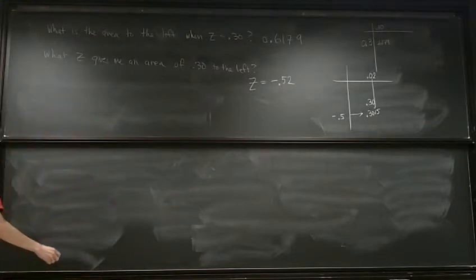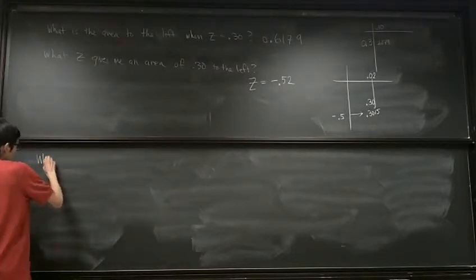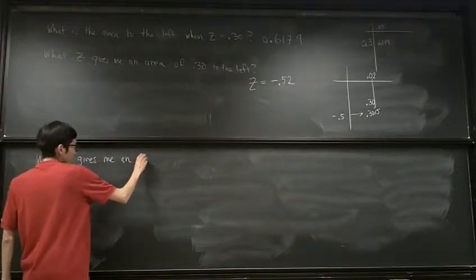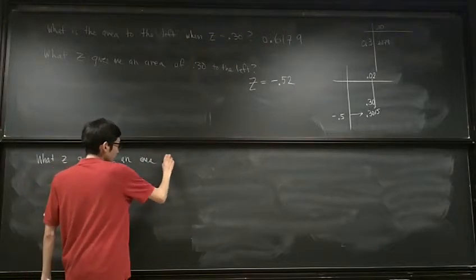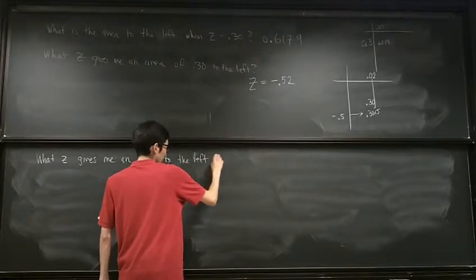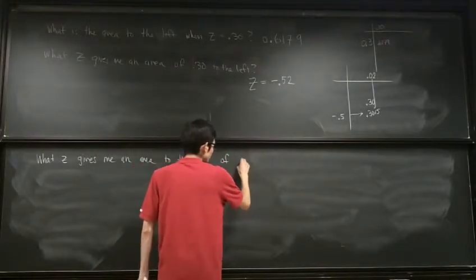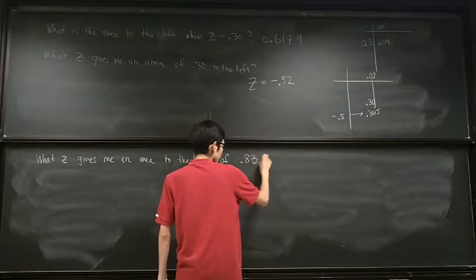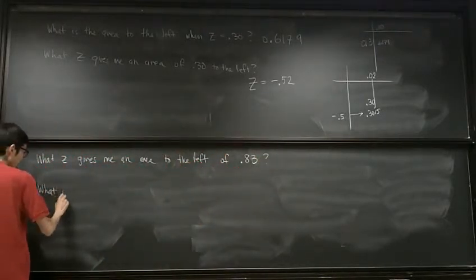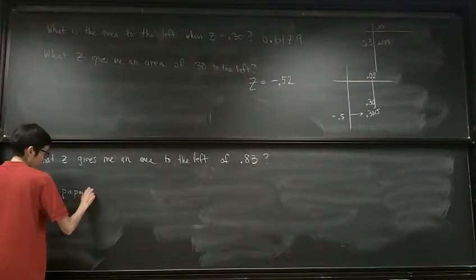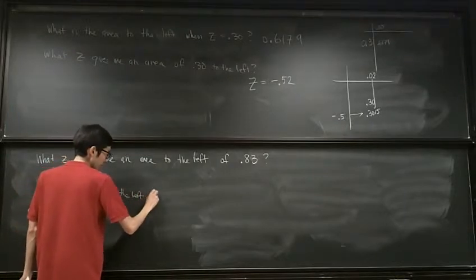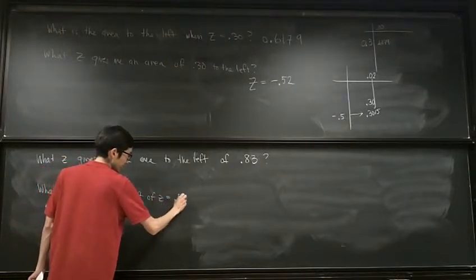Okay. All right. What z gives me an area to the left of 0.83, and what proportion is to the left of z equals 0.83?